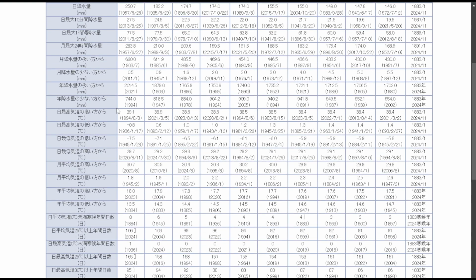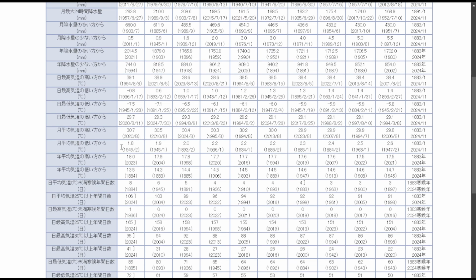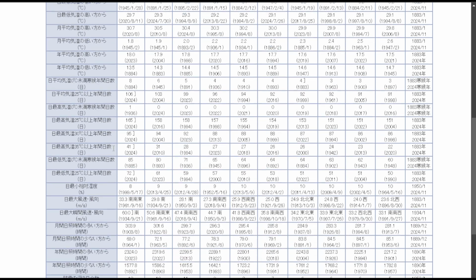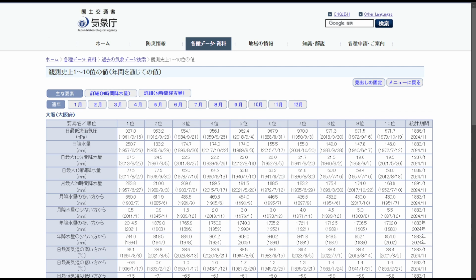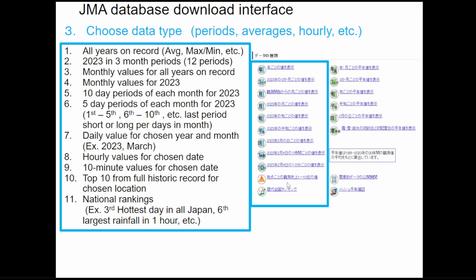Let's see, going to temperatures. The maximum temperature ever in Osaka was 39.1 degrees in 1994. The lowest temperature ever was -7.5 degrees in 1945. And how about wind speed? Okay, the maximum gust wind speed was 60 meters per second. The maximum sustained wind speed was 33 meters per second. So that's how you can look up some weather records.